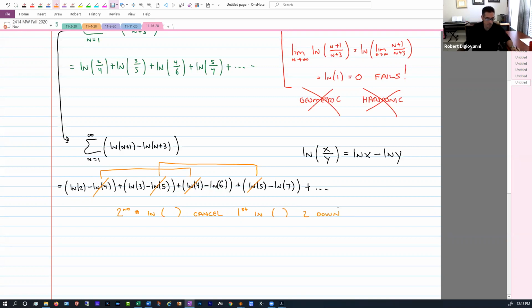Okay, good. The other way we could say it is that the first number in a parentheses cancels with the second number in the parentheses 2 up. So this is the same exact thing that happened before, right? Wasn't that the same pattern we had before? Like in the previous example, it was 2 down, 2 up.